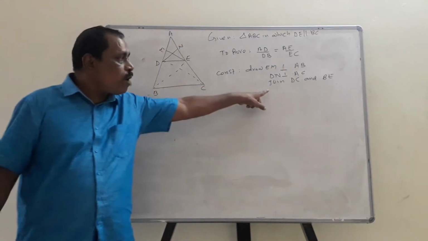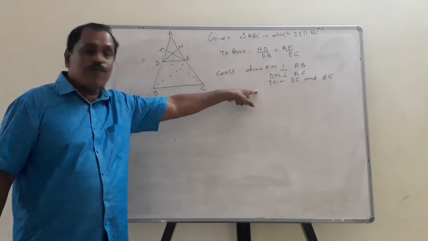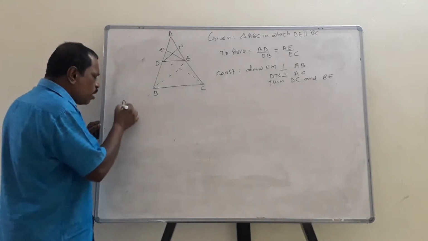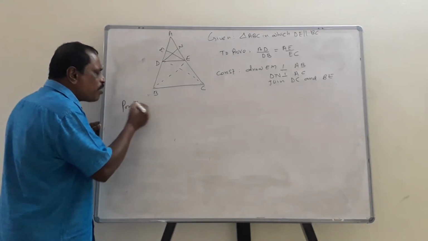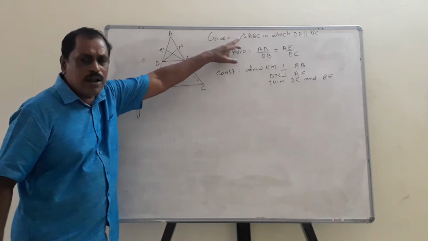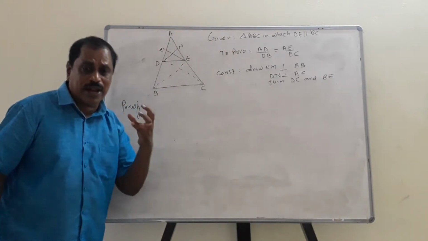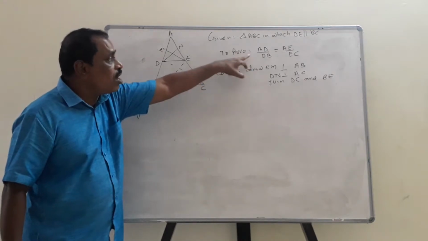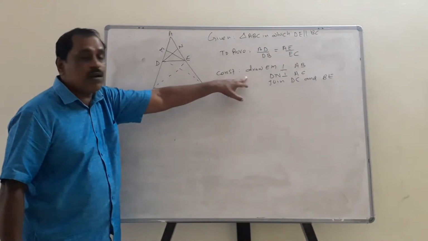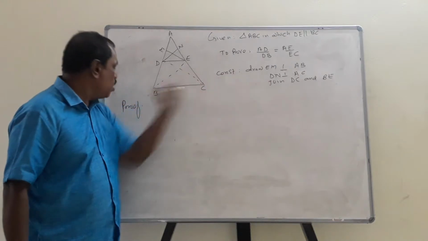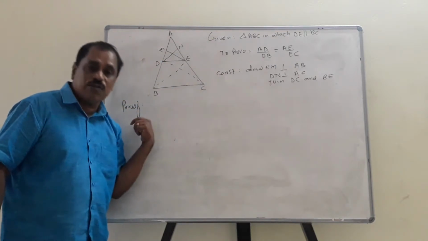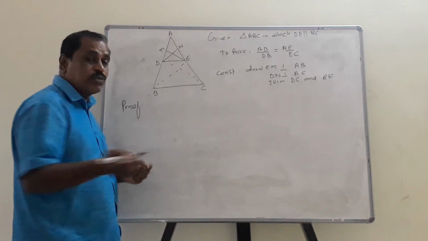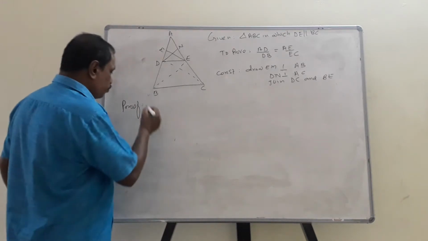So this is the first part, and you will get 1 mark. Then we are going to prove it. Proof is very simple and do it in a systematic way. First write given. In all geometry questions you have to read the question, draw the figure, write what is given, write to prove what, then construction if any, then proof. These are the 4 steps involved in all geometry questions. Geometry is very easy compared to algebra.